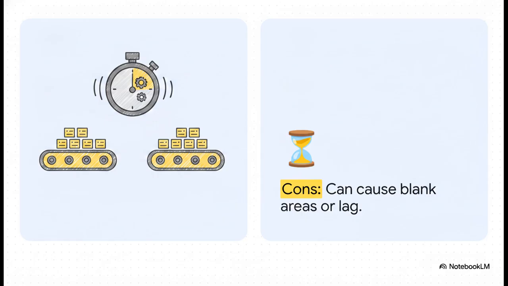The huge pro is that by combining this with your batch size, you have total, complete control over your assembly line's frequency. But beware the cons here. If you render less frequently, you're going to create blank areas. But if you render too frequently, you're just going to jam up your processor and cause some serious, noticeable lag.